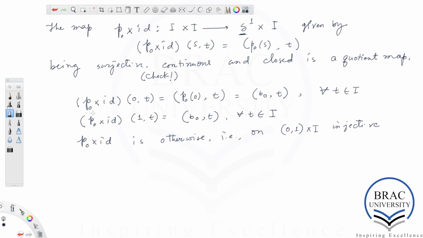So we have seen the behavior of this map at the two extremes of this I, at the two endpoints, at 0 and at 1. Otherwise, it's going to be injective. In the interior of this closed unit interval, this map is going to be injective. Okay?